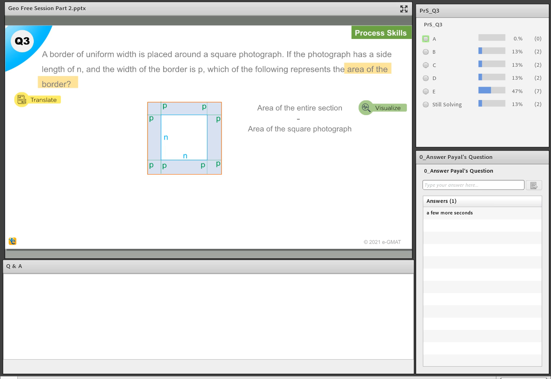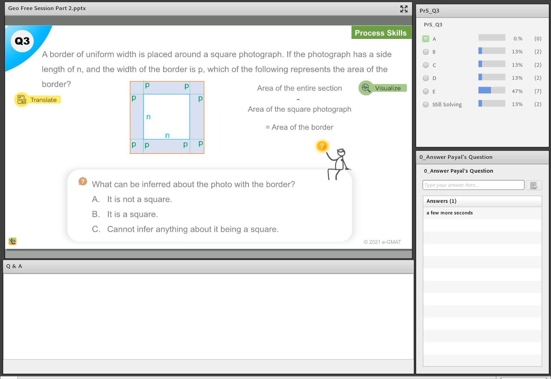So this is the level of visualization that is required, because through this visualization, then you infer that what you really need is area of the entire section, and then take away the area of the square photograph. Now, remember how we had, now the inference that you have to draw with regards to the photo with the border is that it's a square. Okay, now how many of you were able to draw that inference?